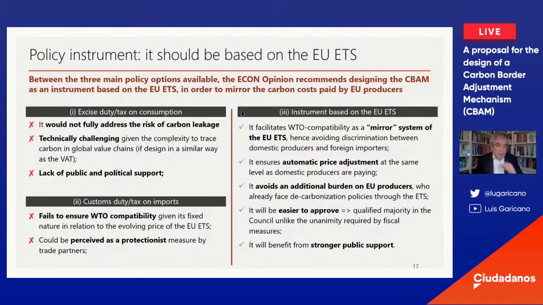So what are the policy instruments that we can use? We could use a tax on consumption. We could say, all the carbon that is consumed in Europe should pay a duty tax on consumption of carbon. This doesn't really work because it does not address the risk of carbon leakage. We're still paying more if you're in Europe than in the US or abroad, because you're paying the carbon tax and then again paying for the emission trading permits. It's technologically challenging, and we saw from what Macron suffered a few years ago with the Gilets jaunes how the public and political support is not there.